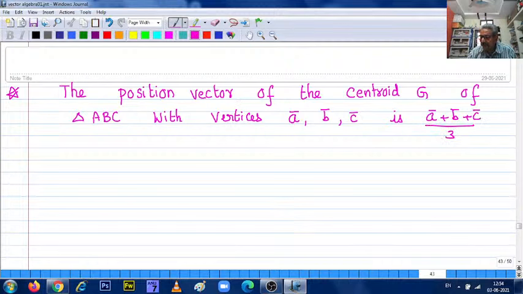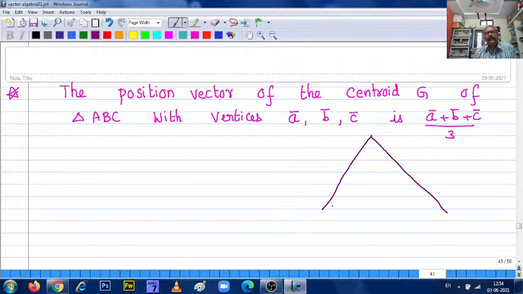You may be asked to find out the position vector of centroid of triangle ABC, where the position vectors of vertex A, vertex B, vertex C are given. Then that is position vector of A plus position vector of B plus position vector of C by 3. So that we can write it.